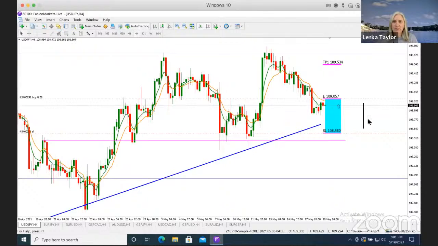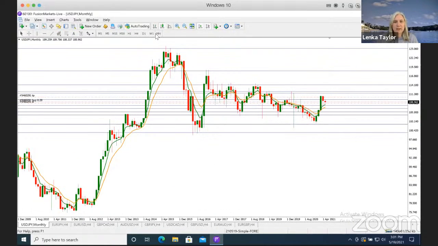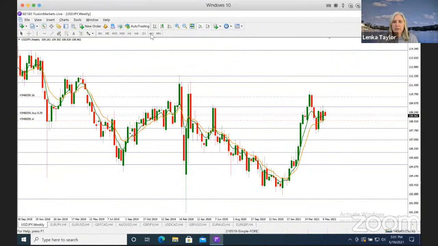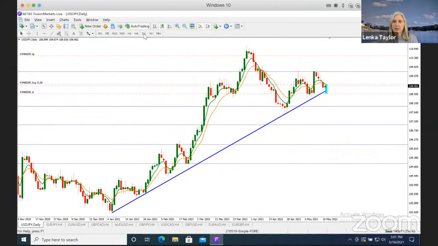The first currency pair I'm going to have a look at is USDJPY. I just placed the trade on the previous bar for a long. Looking at the monthly, still looking for further price action to about here or potentially to there. On the weekly, that's to about there. The daily is hugging that trend line.